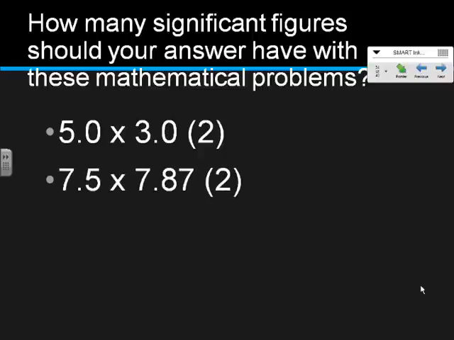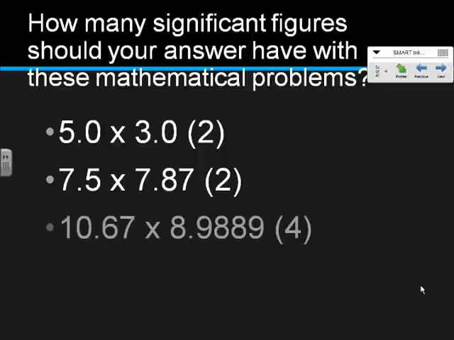Now, 7.5 has 2 significant figures. 7.87 has 3. So the least amount of significant figures given to you is 2. That's why your answer has to have 2 significant figures. If some of these you did not get right, make sure you jot down a question so we know to go over it in class.